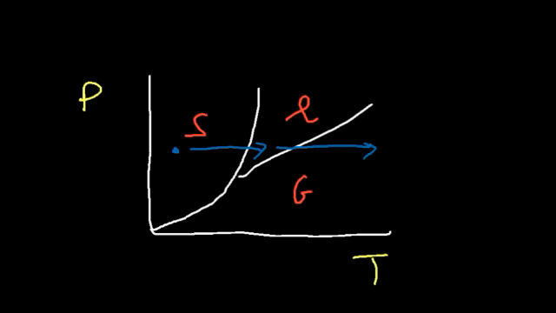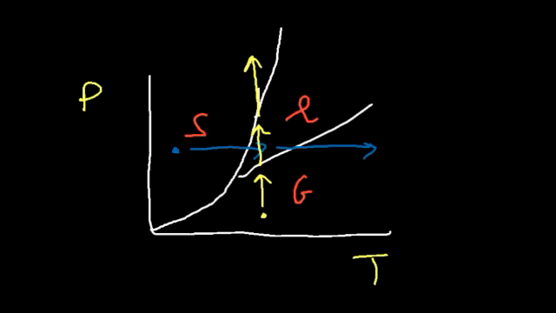Now, let's say we started from this point here. Let's extend this line further. If we increase the pressure, that means we have to go up the y-axis. So if we increase the pressure, the gas will eventually become a liquid, and then the liquid will eventually become a solid. So high pressures favor the formation of solids. High temperatures favor the formation of gases.